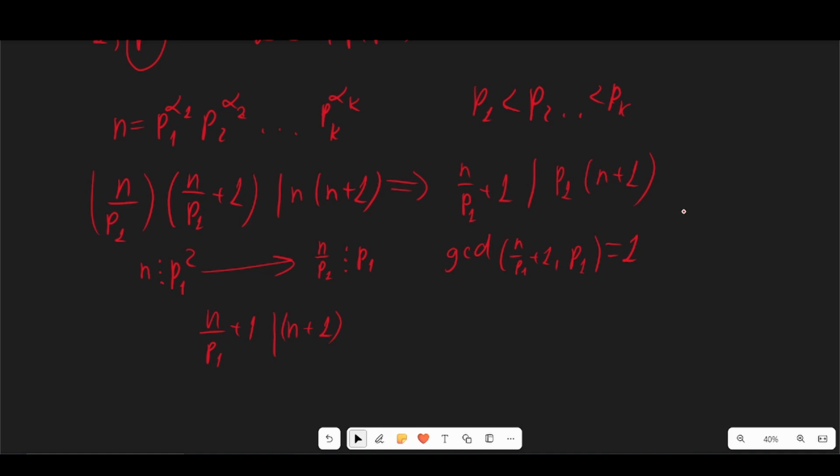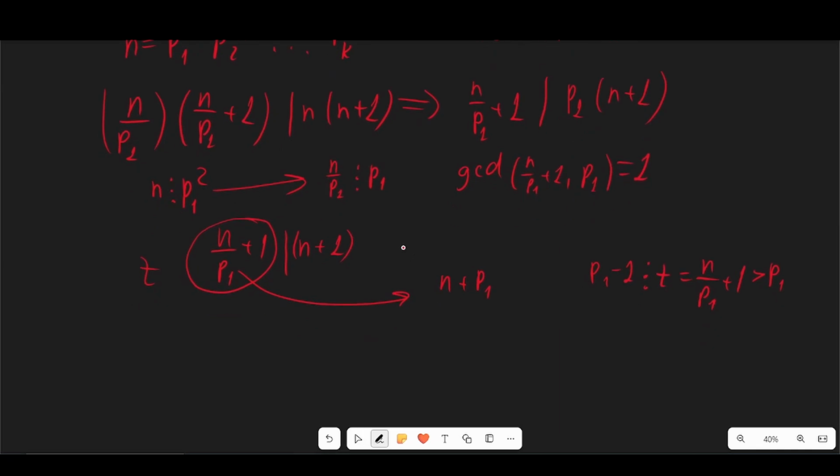Now if we use the Euclidean algorithm and take P1 times this number, this divides n plus P1. So n plus P1 and n plus 1 both are divisible by this number, call it t. So their difference is also divisible by t. So P1 minus 1 is divisible by t, and t is n over P1 plus 1. And this number is greater than P1 because n was a multiple of P1. And clearly this is a contradiction. So n cannot be a multiple of P1 squared.